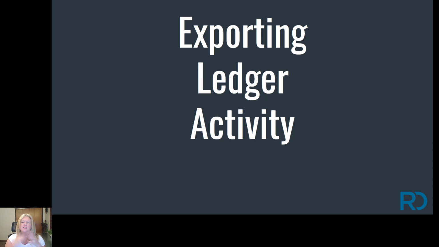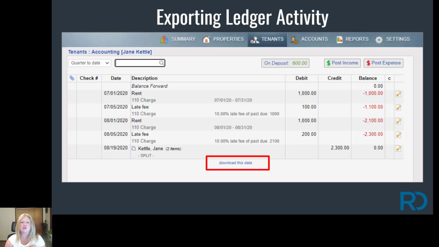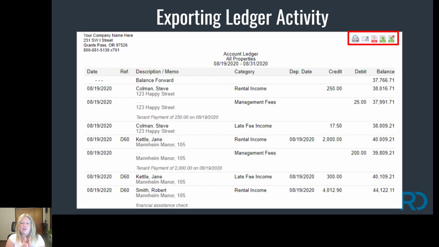So the next topic I want to bring up is if you ever need to export out your ledger transactions, maybe you need to manipulate the numbers in your reports. You want to do that outside of the software for some reason. Just know it's really easy to do. You're just going to open up any of your ledgers, scroll to the bottom of the page, and use that download this data link, and your ledger is going to export in a CSV file format.